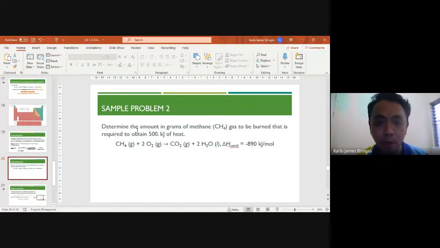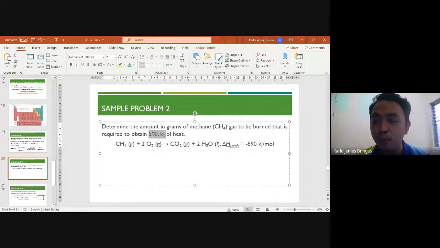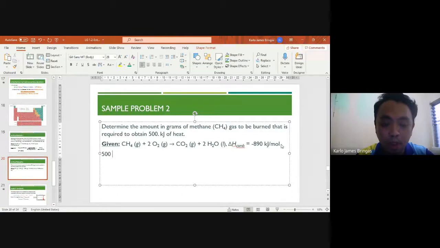So for this one, you have problem number 2. So this time you have the grams of methane gas that you need to burn so that you should be able to get 500 kilojoules of heat. Again, same pa rin ang procedure natin, guys. First, we try to summarize all the given information that we have, that we can use. And also, from the problem, it's stated here na we aim to get 500 kilojoules of heat. Now, what we're looking for in here is we're supposed to find the grams of the CH4.